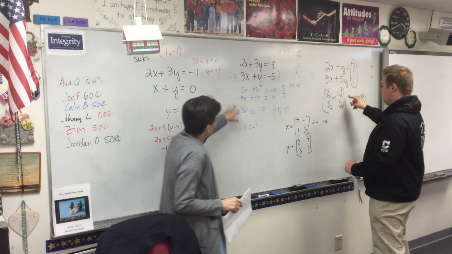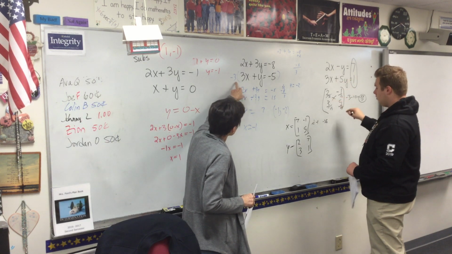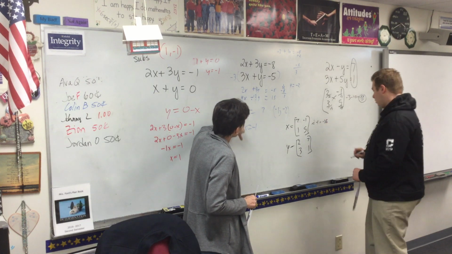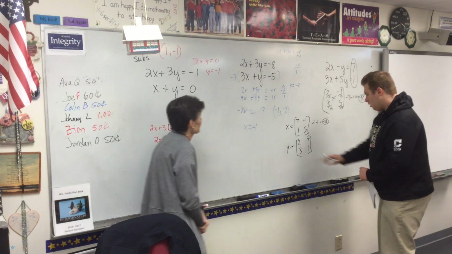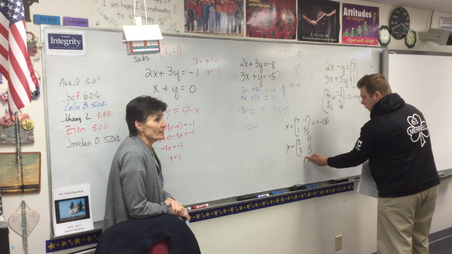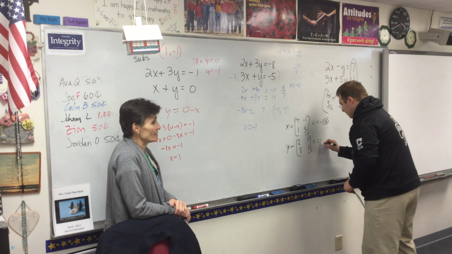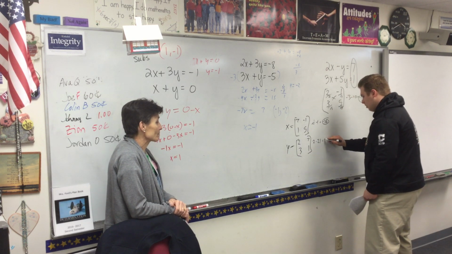And then here, Jordan decided to multiply the bottom row by -3. Looks great to me. Does anyone have an issue with the elimination problem?